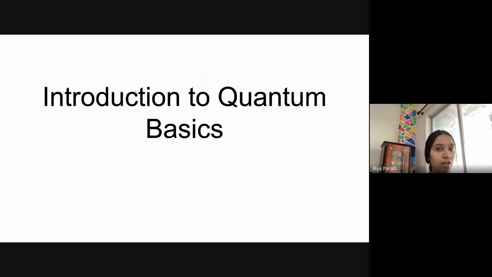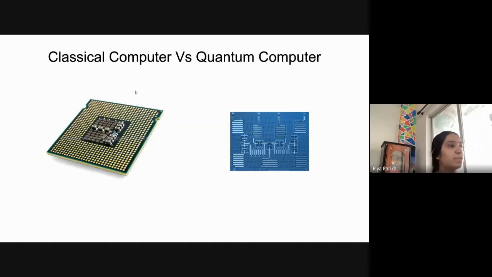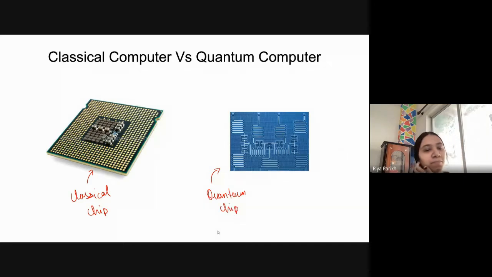So moving on to the introduction. On the left, you can see our classical chip. You all must have seen this, right? And this on the right is a quantum chip. Quite similar, right? But they are different. Of course, scale-wise, yes, they are similar. This is also a very tiny chip, similar to the scale of the classical chip.